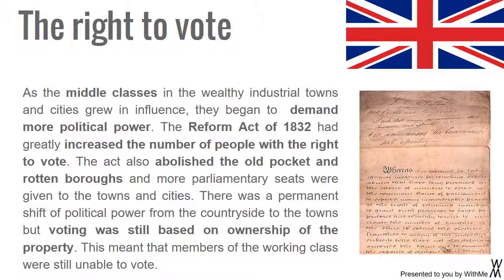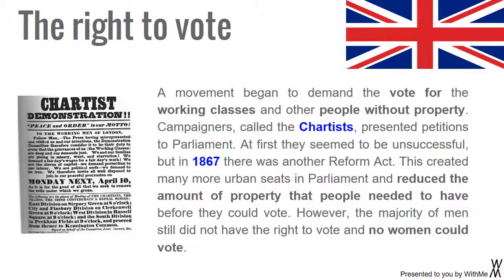This meant that members of the working class were still unable to vote. A movement began to demand the vote for the working classes and other people without property. Campaigners, called the Chartists, presented petitions to Parliament. At first they seemed to be unsuccessful, but in 1867 there was another Reform Act.